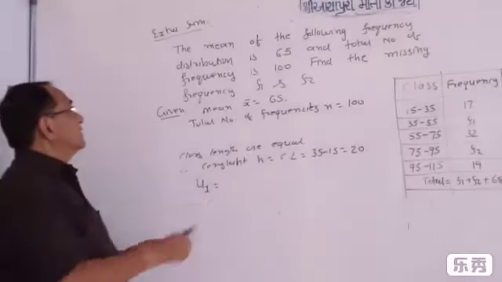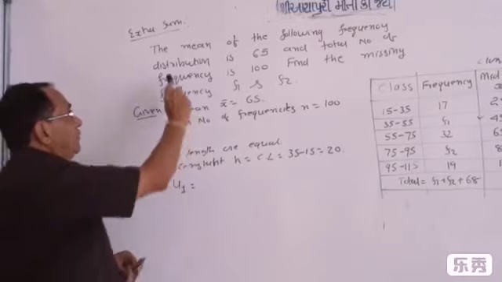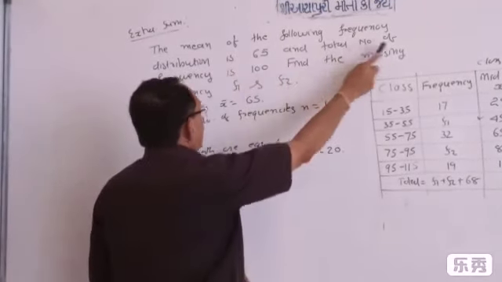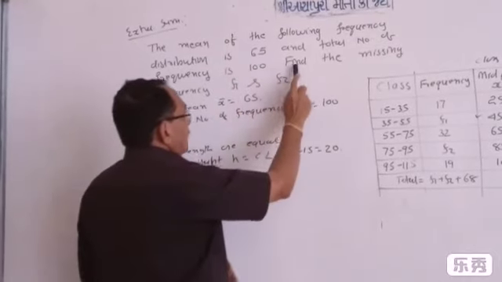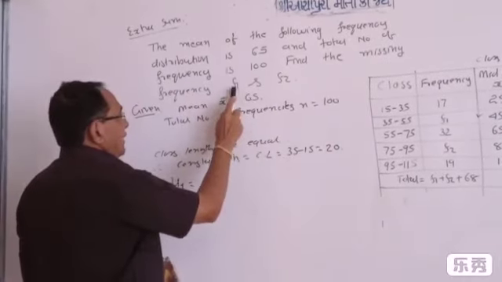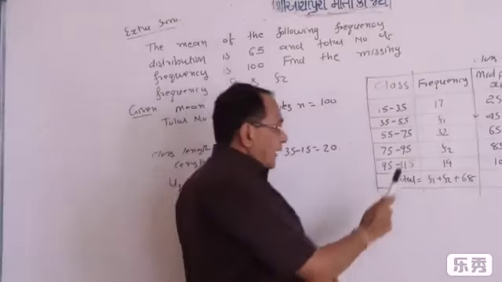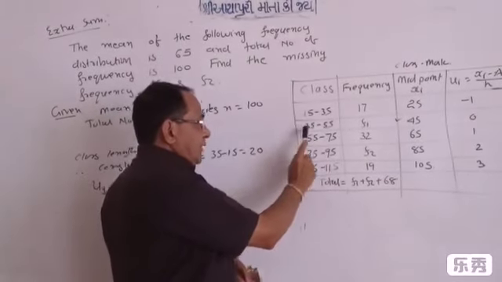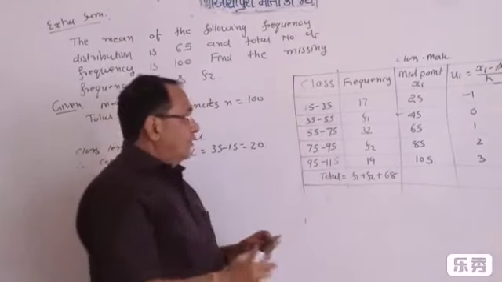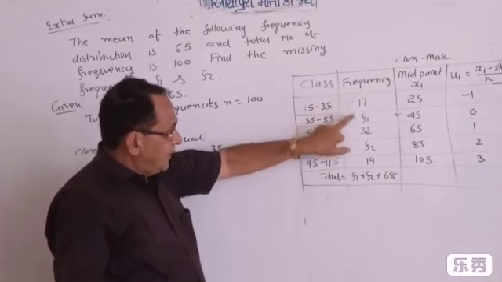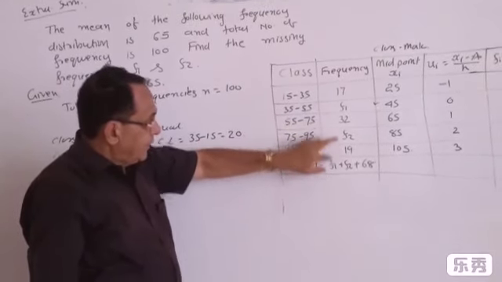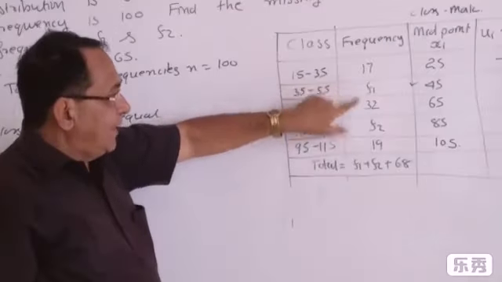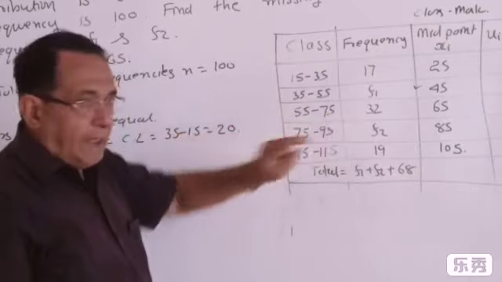I will take one extra sum. The mean of the following frequency distribution is 65 and the total number of frequencies is 100. Find the missing frequencies f1 and f2. We are given these two columns: classes 15 to 35, 35 to 55 and so on. In the frequencies we have 17, f1, 32, f2, 19. These two frequencies are unknown, and we have to find the values of f1 and f2.